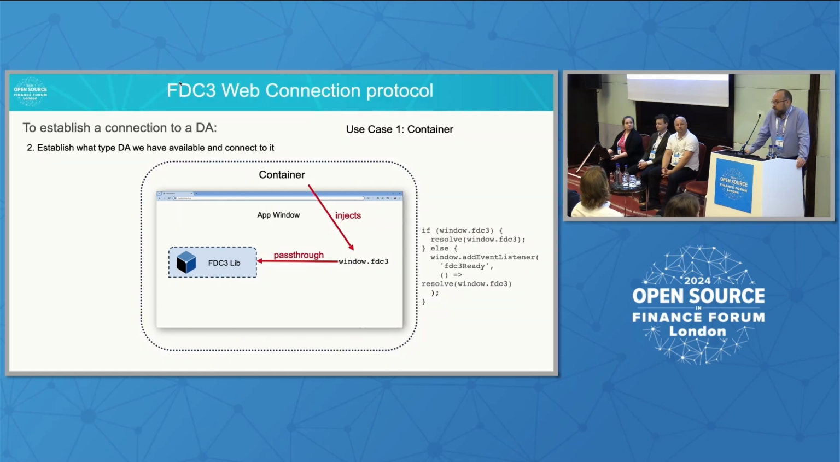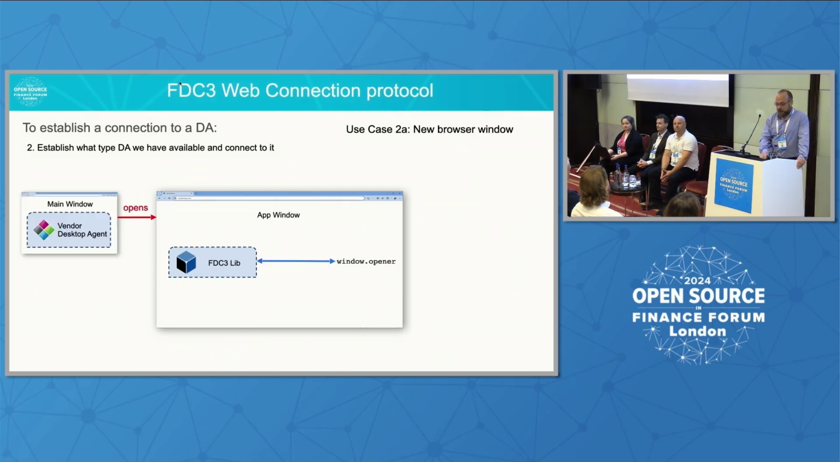Then we deal with our various use cases. Our first one is the existing containers use case. And as you do now, the protocol checks for window.fdc3 and listens for the FDC3 ready event if it's not there, basically to identify the agent and then just pass that back through to the application. So nothing much has changed there.